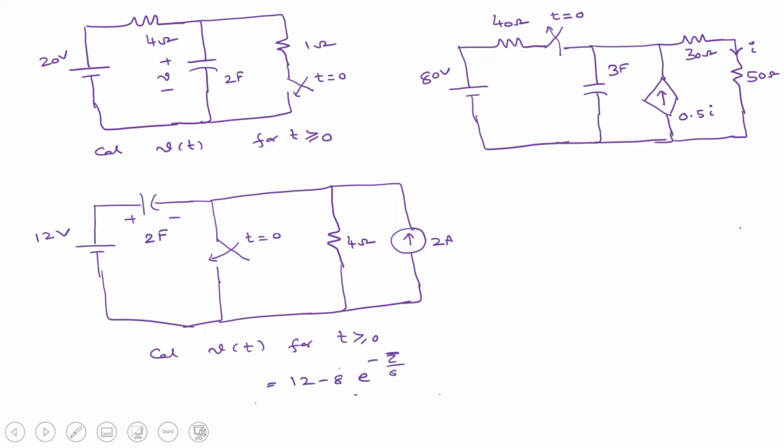And this one is 4 minus 16 into e to the power of minus 5 by 8 t. Just check these things. It's not 100% correct.